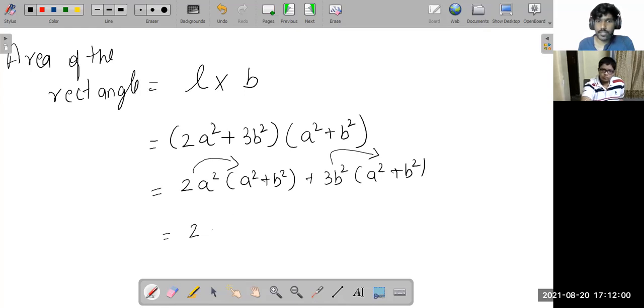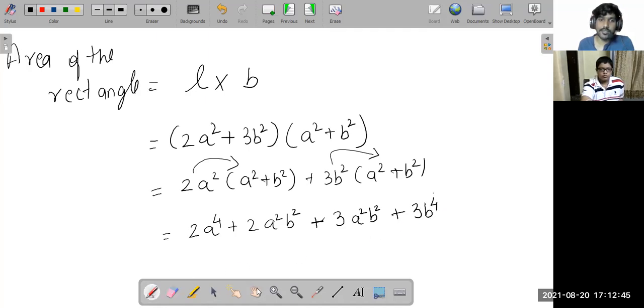2a squared times a squared is 2a raised to 4. Next, 2a squared times b squared is 2a squared b squared. They are two different variables, just this, not raised to 4. Now second, multiply 3b squared inside. So this becomes 3b squared a squared, or you can write a squared b squared, one and the same thing. Plus 3b squared into b squared will become 3b raised to 4.